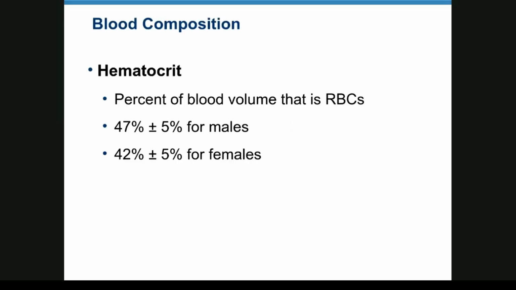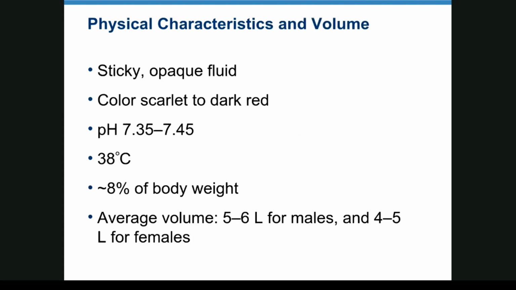So we call our hematocrit the percentage of blood volume that is red blood cells, and it's an indication of how the red blood cell count compares to other parts of blood. Males, 47 plus or minus 5%, females 42 plus or minus 5%. Because of testosterone, males make more red cells. Premenopausal women also lose red cells because they cycle each month.